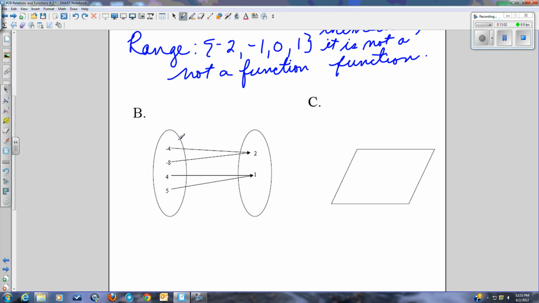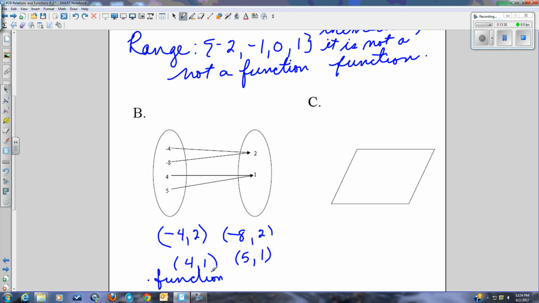Let's take a look at this next one. The x values are -4, -8, 4, and 5. Now let's think about it. Do the x values repeat themselves? Well, this gives us the ordered pairs -4, which goes to 2, -8, which goes to 2, 4, which goes to 1, and 5, which goes to 1. Do the x values repeat themselves? No, they don't. So this is a function. X's do not repeat.